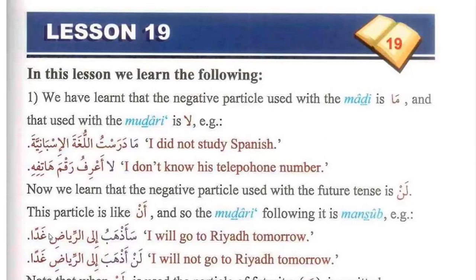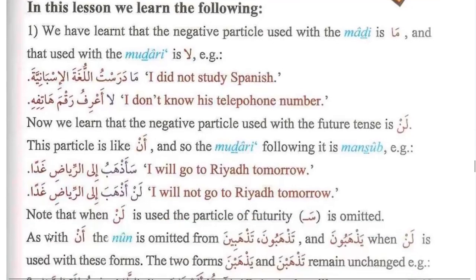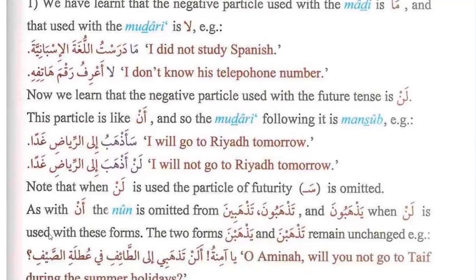Now we learn that the negative particle used for future tense is lan. This particle is like an, so the mudari form is mansub. Sa'adhabu ila Riyadh ghadan. I will go to Riyadh tomorrow. Lan adhhaba ila Riyadh ghadan. I will not go to Riyadh tomorrow.